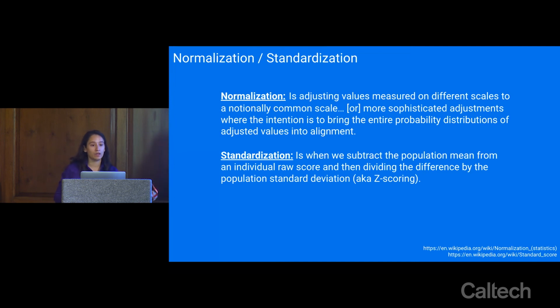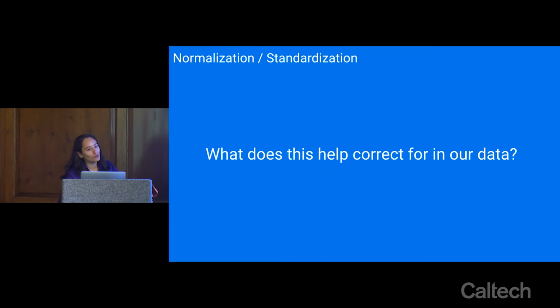Yes? In this case, you will be doing that per electrode, per patient, right? Yes. So in this case, you've got patients, days, electrodes across all time series. So what I would do is do it on a per patient, per day, per electrode basis. Yeah. And we're actually going to get to this. So good segue. What does this help us correct for in our data? What does normalizing or standardizing help us correct for?